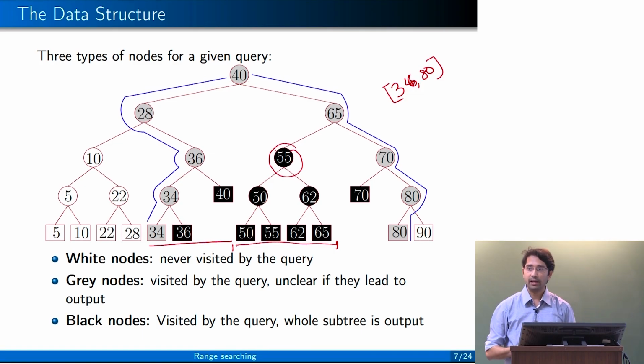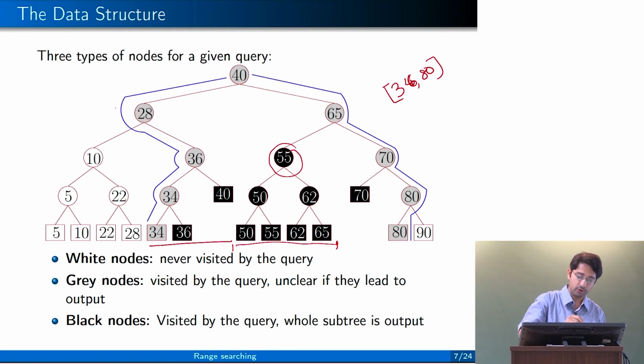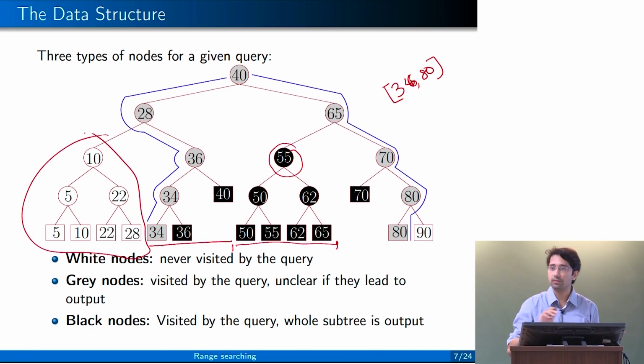White is, I will not even go into that part, for example 10, because when I know that 34 comes this way, 10 is outside the range. I will not visit any of these nodes. So, these nodes remain white. The nodes for which I am not sure whether the whole node will be reported, I am calling gray, because partially the subtree rooted at that node will be reported, and the black nodes are those which will be completely reported, right.